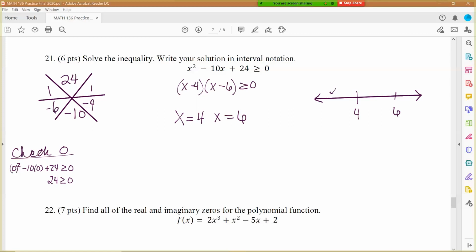Then I'm going to check a number that's between 4 and 6. What number do you think I'm going to check that's between 4 and 6? Yep. So then we're going to check 5. Again, go back to the original. 5 squared minus 10 times 5 plus 24 greater than or equal to 0. Tell me what you get for the left side.